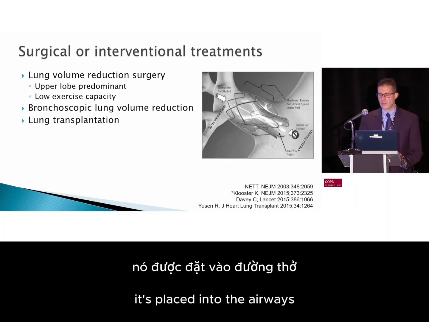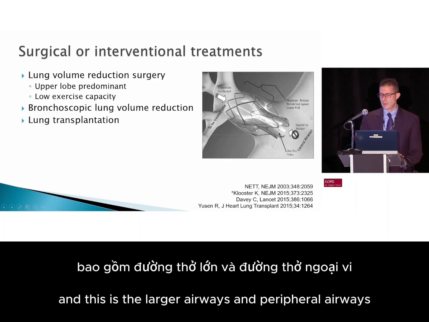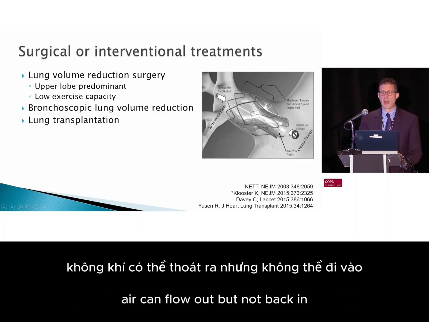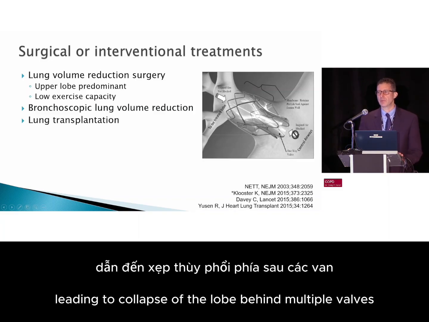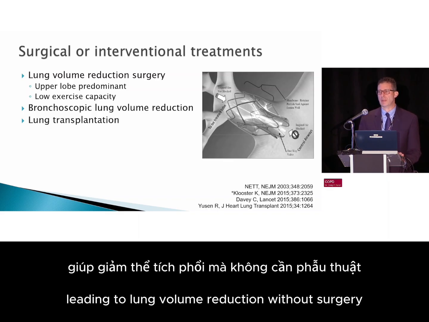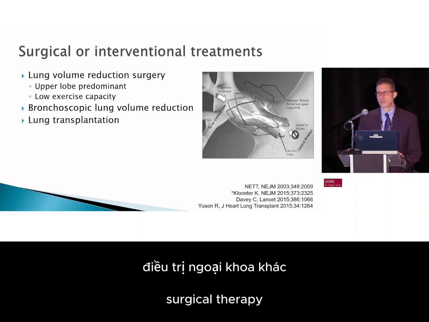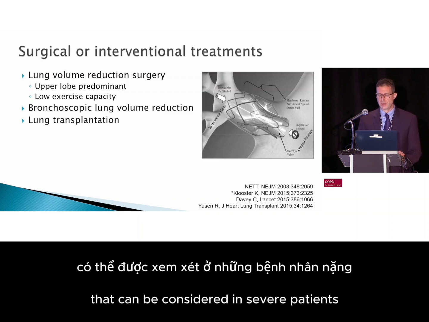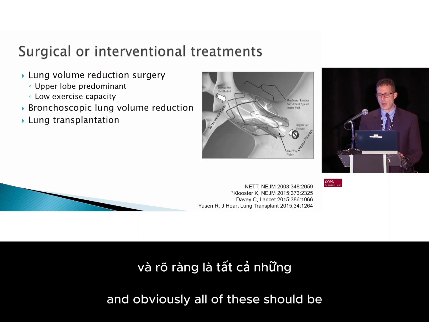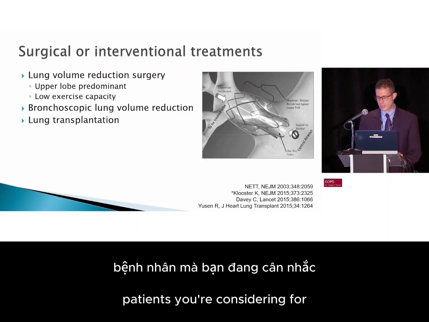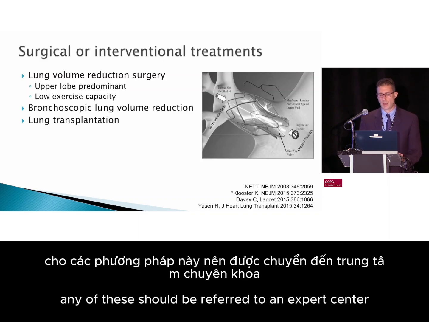It's placed into the airways, and this is the larger airways and peripheral airways. Air can flow out, but not back in, leading to collapse of the lobe behind multiple valves, leading to lung volume reduction without surgery. And then lung transplantation is the other surgical therapy that can be considered in severe patients. And obviously, patients you're considering for any of these should be referred to an expert center.